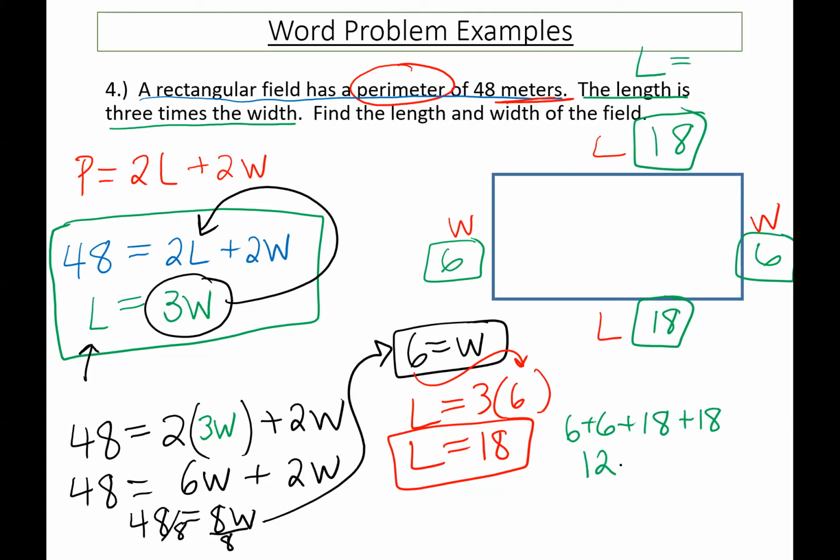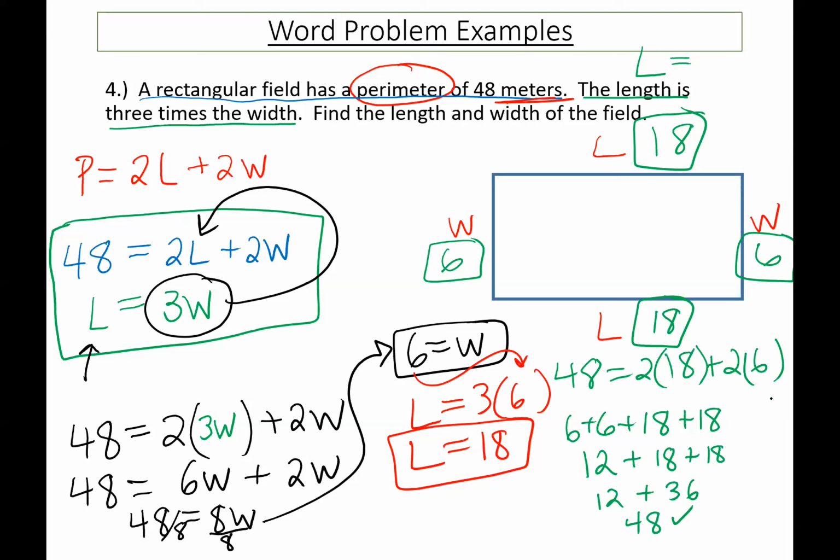6 plus 6 is 12, plus 18 plus 18. 18 plus 18 is 36. 12 plus 36, yeah, that's 48. So it checks in the diagram itself. But if you look at the first equation, 48 equals 2L plus 2W. If we plugged in 2 times 18 plus 2 times 6, you'd end up getting the exact same situation. The 2 times 18 is the 36, and the 2 times 6 is the 12. It would still work out.